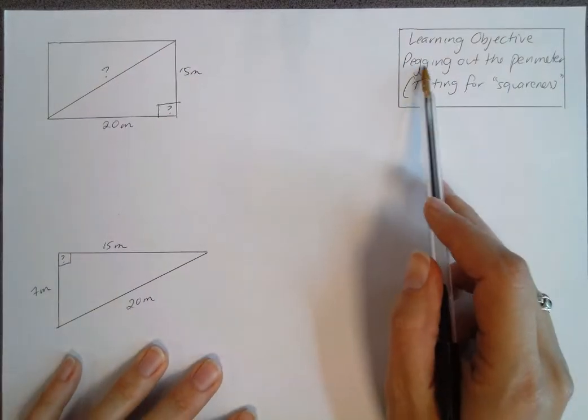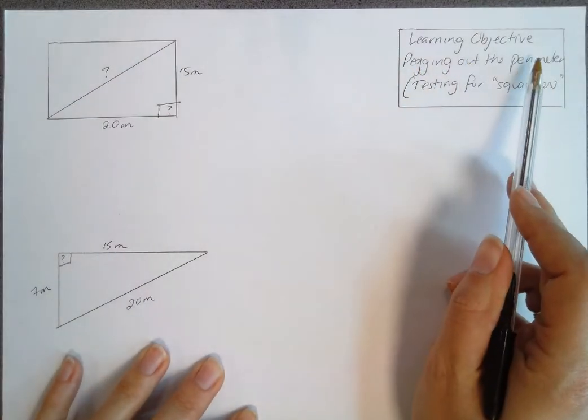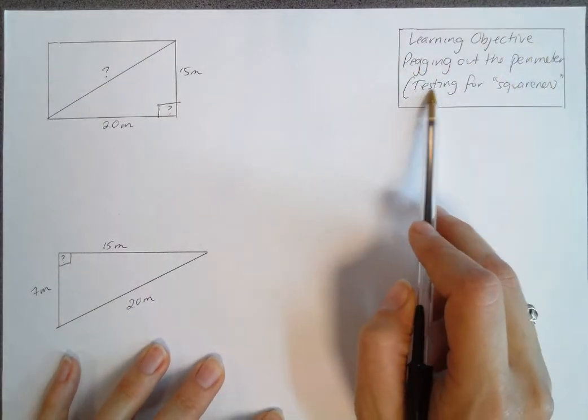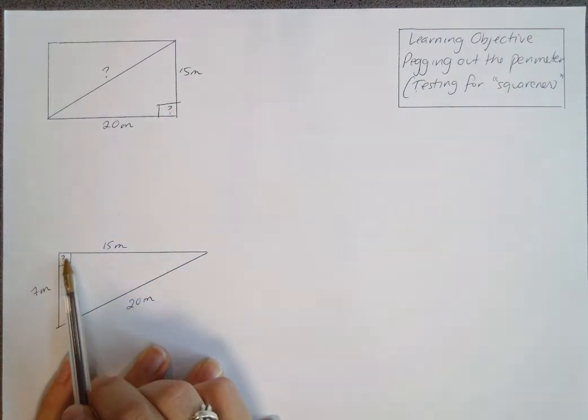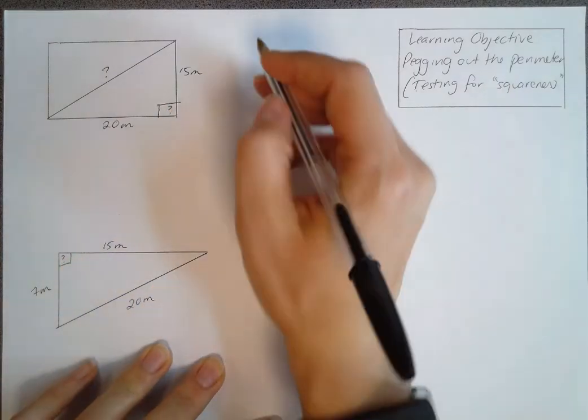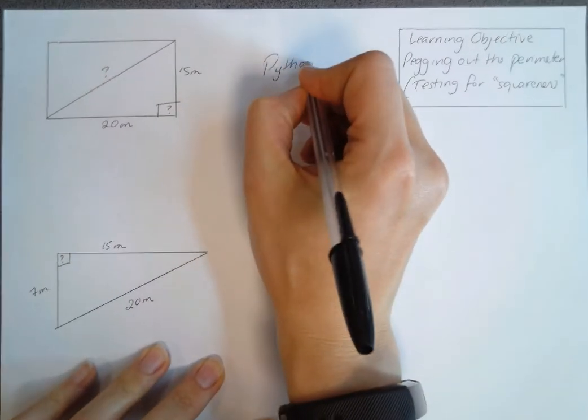In this video, what we're doing is learning to peg out the perimeter of a construction property, but really what we're doing here is testing for squareness. Are these right angles actually right angles? And this is how we're going to check. We're going to check using Pythagoras.